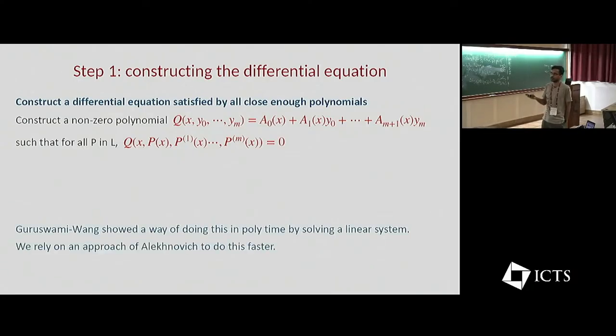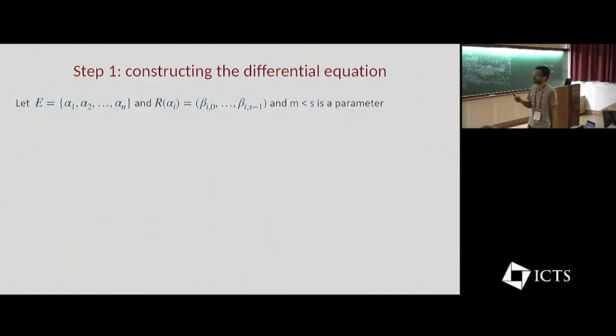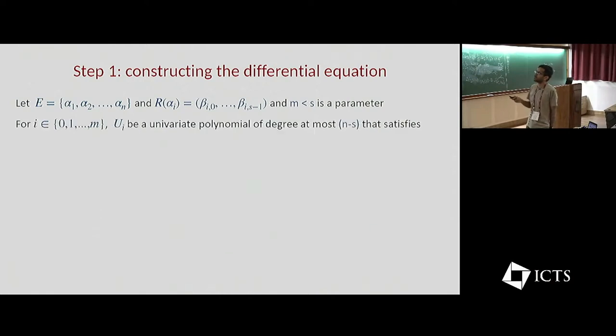But we will rely on an approach of Aleknovich to do this faster. So let me try to show you a little bit of how this is done. Let's say that the set E is alpha 1 up to alpha n, and R of alpha i is this s-tuple, beta i 0 up to beta i s minus 1, and m less than s is a parameter. Okay, so I'm going to define polynomials u0 up to um of degree at most n times s, such that u satisfies this property: the kth derivative of ui evaluated at alpha j is beta j comma i plus k.